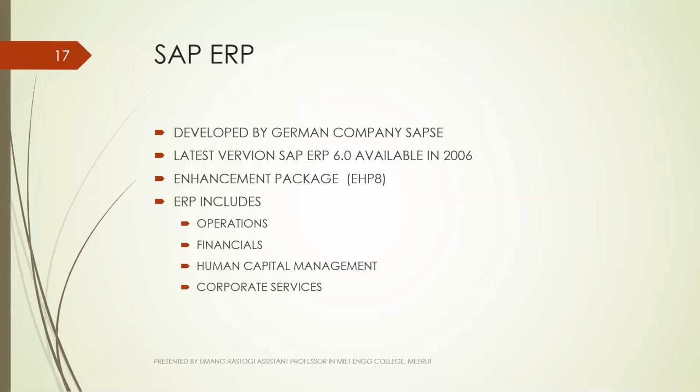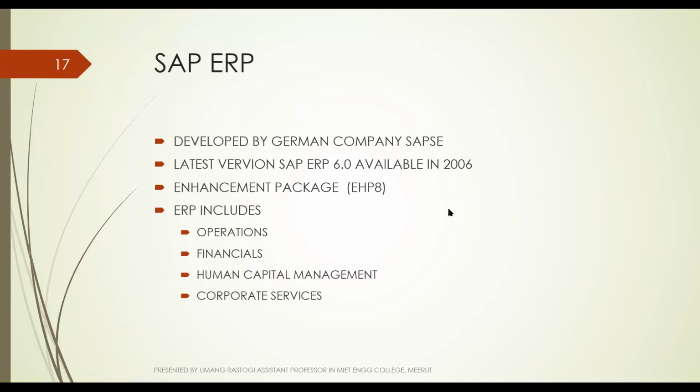First of all, I want to tell you that it was developed by the German company SAP SE, that's the name. SAP ERP incorporates the key business functions of an organization. The latest version, SAP ERP 6.0, was made available in 2006. The most recent enhanced package, called EHP8 for SAP ERP 6.0, was released in 2016. Business processes included in SAP ERP are operations like sales and distribution, material management, production planning, logistics execution, and quality management.